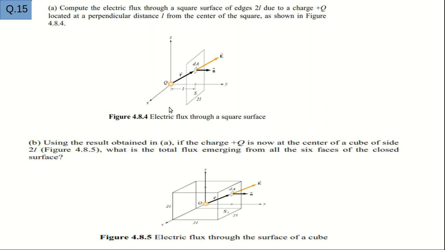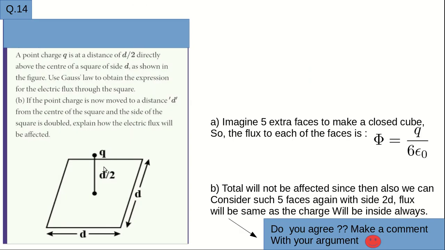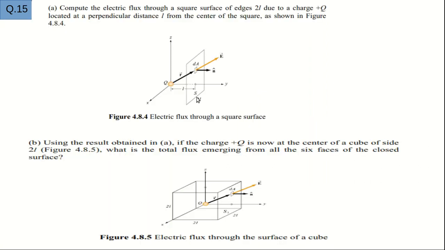Now, as you can see, for other cases this distance is 2L, similar to this example, basically the same example. Here the distance is d and at a distance d by 2 we place the charge. Similarly here the distance is 2L and at a distance L we place the charge. So we need to consider the full cube by imagining 5 other surfaces like this.